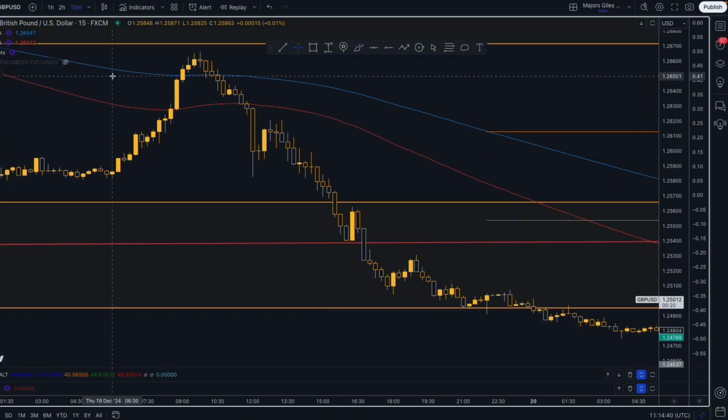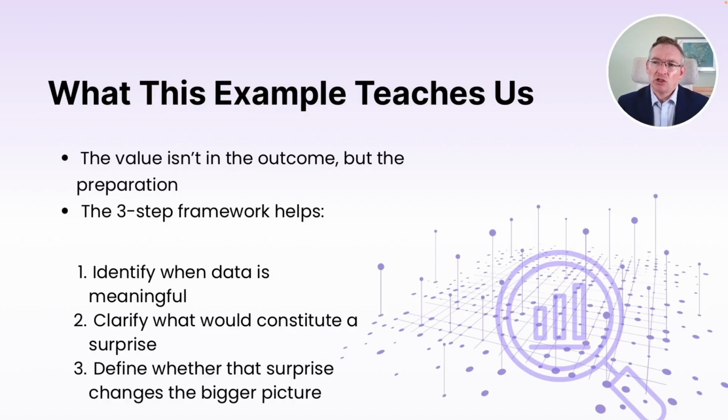That's why we look at high probability calendar events, because they provide high probability trading opportunities. So what does it teach us? Remember, the value isn't in the outcome. This is about the preparation that we took.